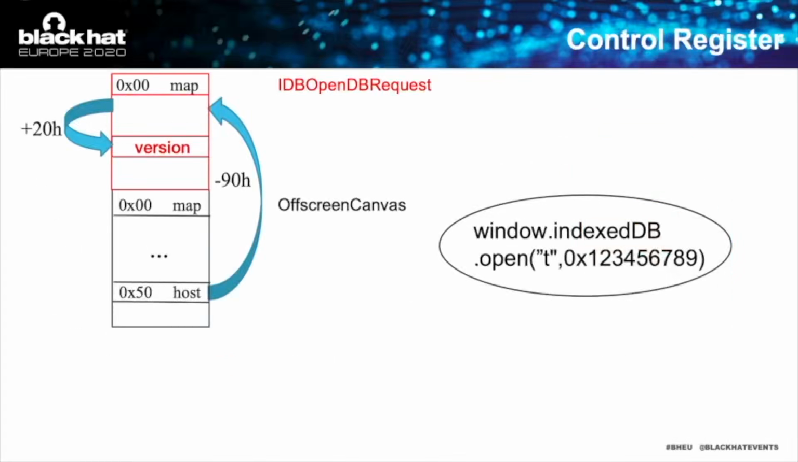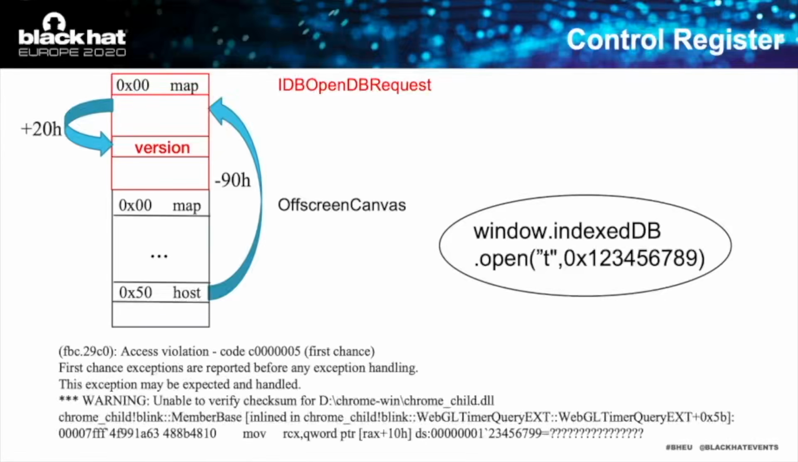Fortunately, we found the IDBOpenDBRequest object that meets these requirements. The version number of the object is at the right position and can be controlled. When we successfully occupy the memory, the RAX register can be controlled. But to control RIP, we still need to fix the heap layout.